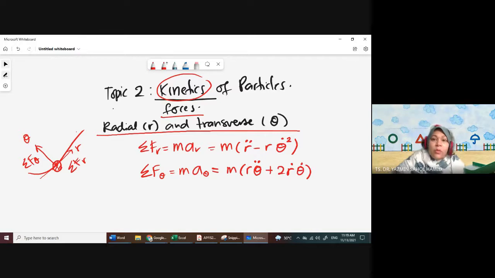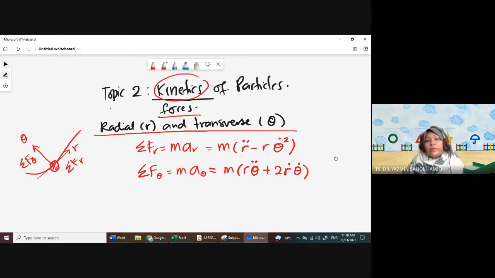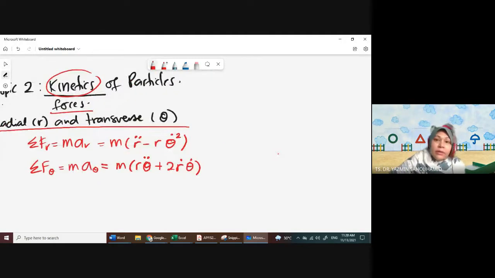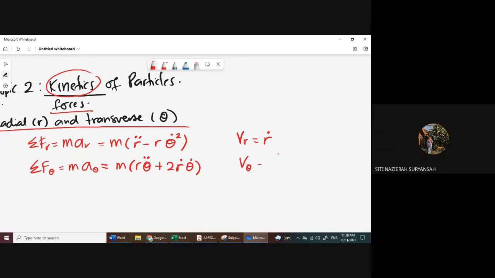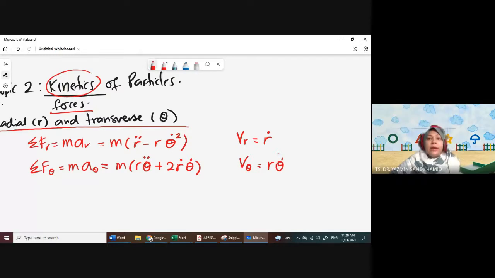And a_theta is r theta double dot plus 2 r dot theta dot. And what are the other formulas you also know? We have v_r equals r dot, and v_theta equals r theta dot. We have gone through the formulas for a_r, a_theta, v_r and v_theta. Those are all the components for curvilinear motion, which is r theta.